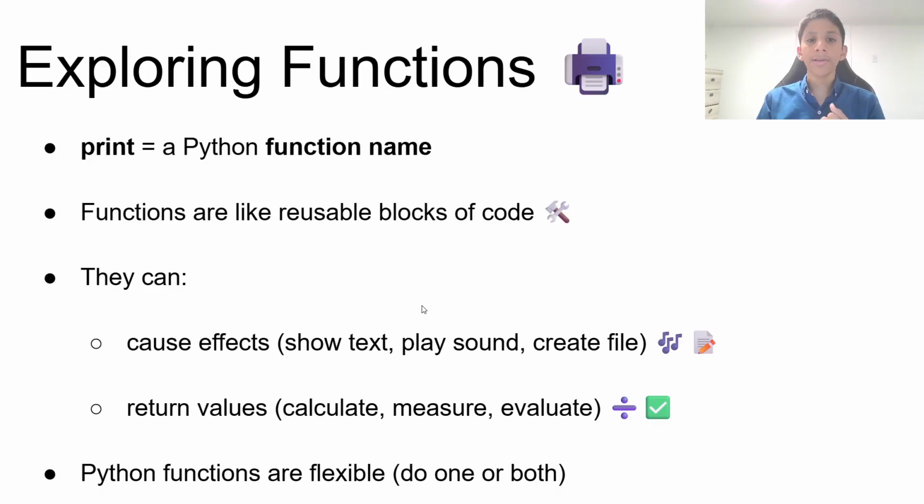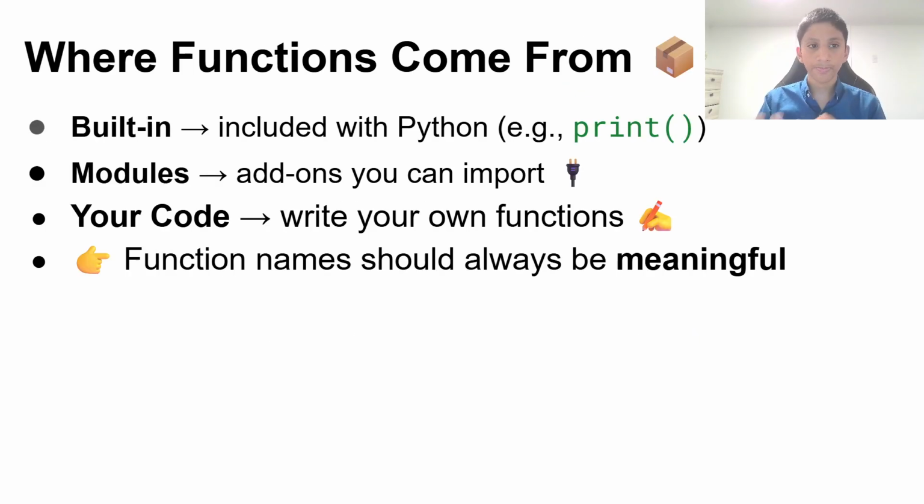Alright, now let's explore functions, specifically the print function. So print is a Python function name. Functions are basically reusable blocks of code. They can cause effects like show text, play sound, or create a file. And they can also return values, like calculate, measure, evaluate. Python functions are flexible. They can do one or both.